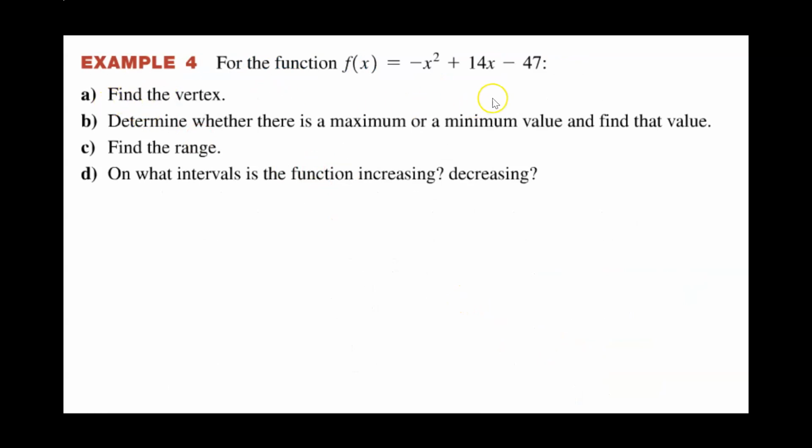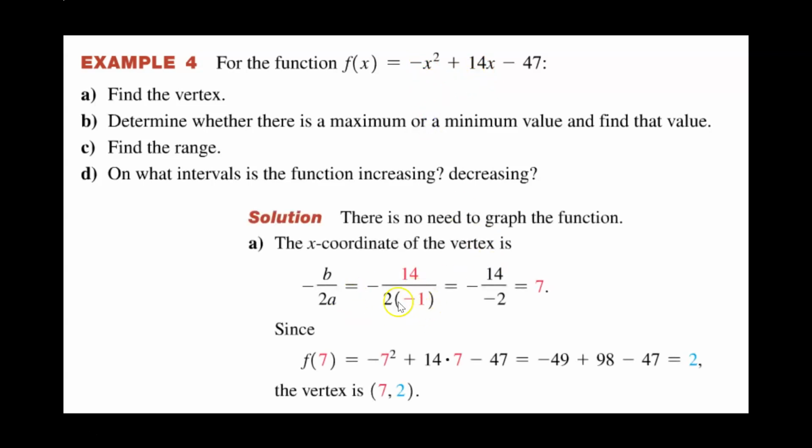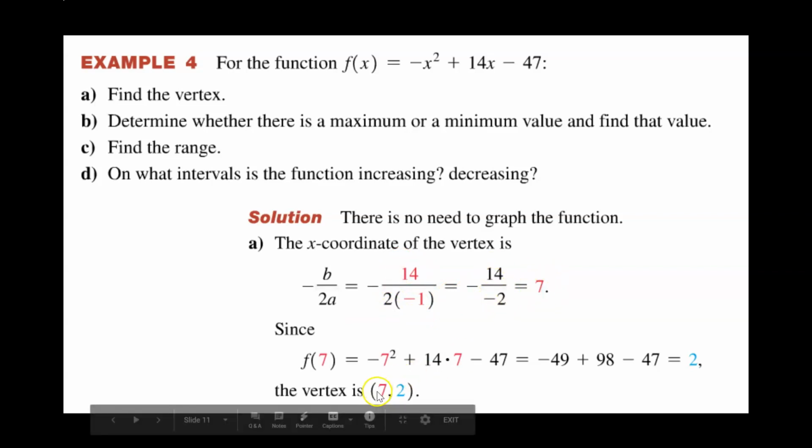So here, find the vertex again. Our a is going to be -1, b is going to be 14. So we take those two, -1, 14. We do our math. We get positive 7 to be the x. Take this 7, plug it into this x here, plug it into this x here. We do our math, and we get the answer to be 2 for the vertex.